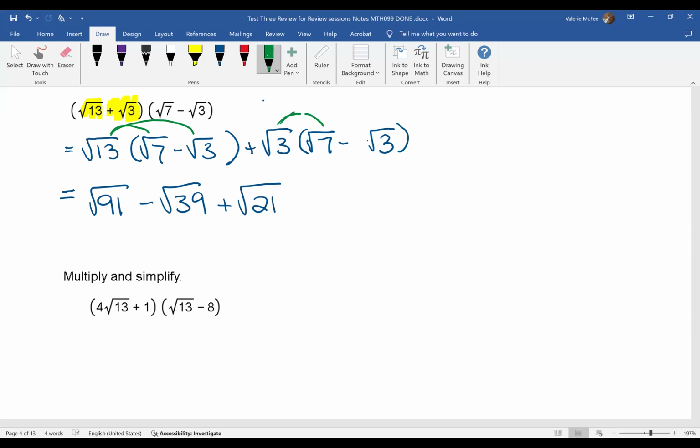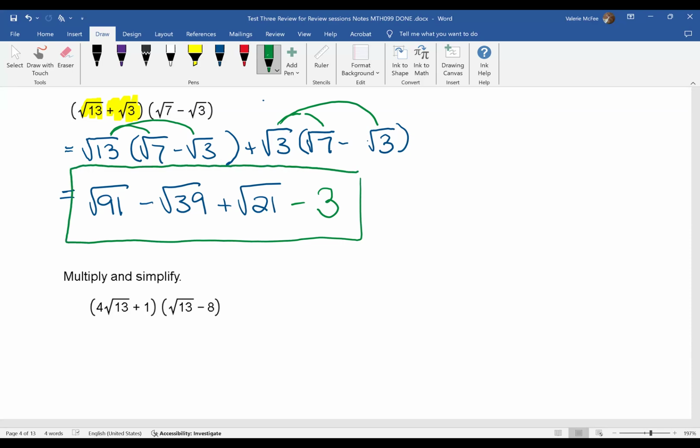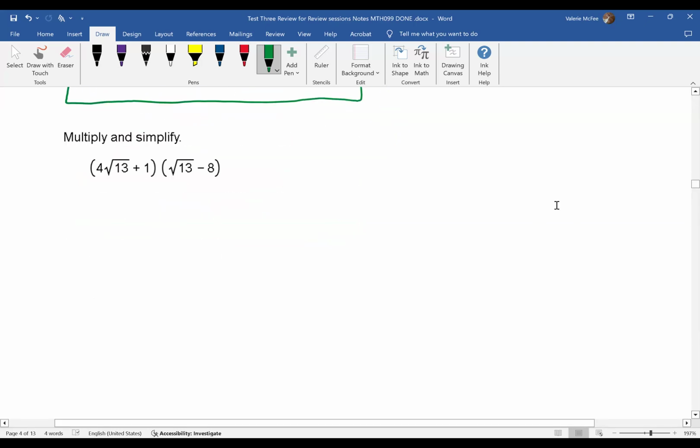But now we have root 3 times negative root 3, positive times a negative, but root 3 times root 3 is 3. I don't have like radicals here. I know I can't simplify any further because I was multiplying prime numbers. This one is finished. Go ahead and try the next one if you haven't already.